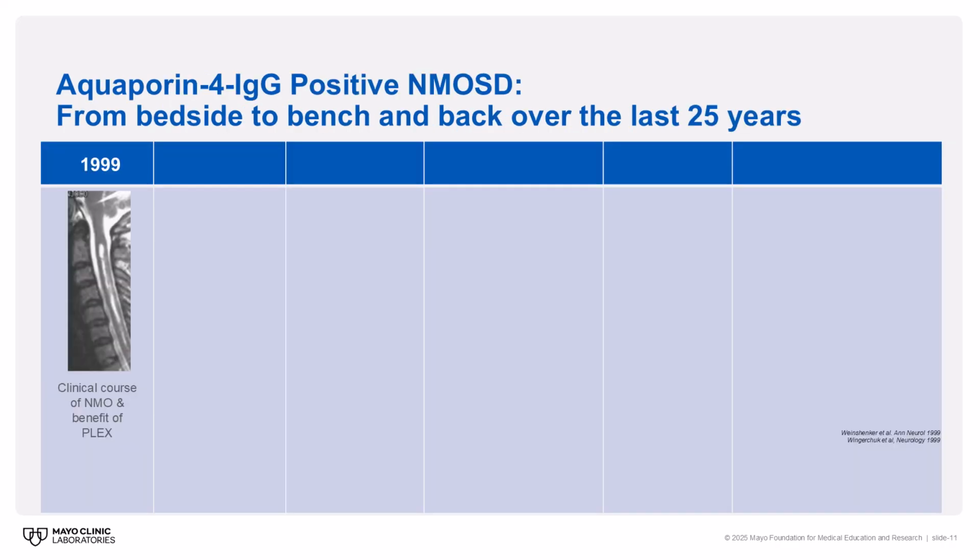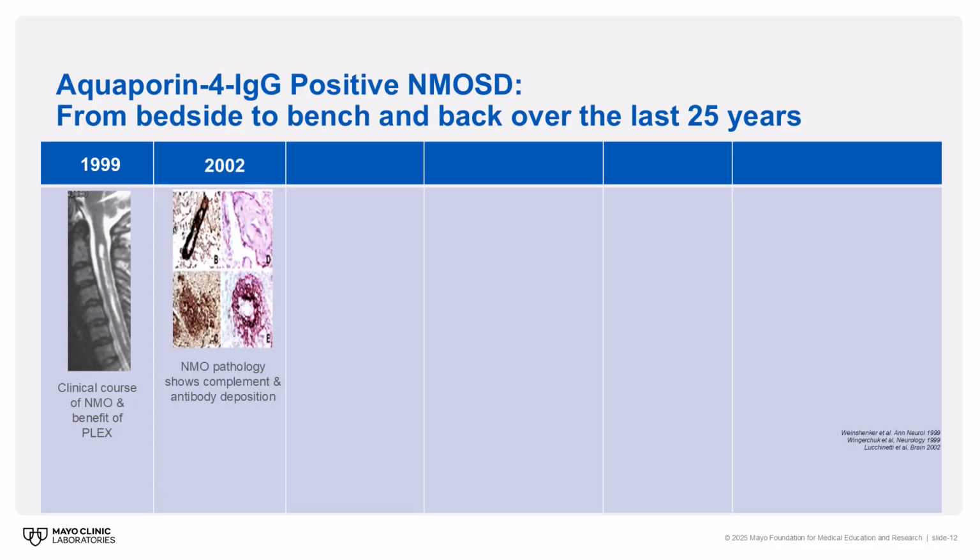So let's just think about the story of aquaporin 4 positive NMOSD, because I think it's a very nice story of how you go from defining a new disease to identifying a biomarker to bringing forward a treatment. In 1999, Dr. Dean Wingerchuk and Brian Weinshenker reported from the Mayo Clinic on the clinical course of NMO, and they reported these longer lesions within the spinal cord, and they also reported about potential benefit of plasma exchange. There were some reports about that around that time.